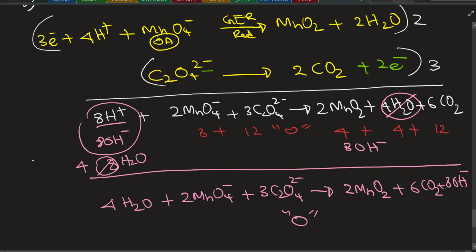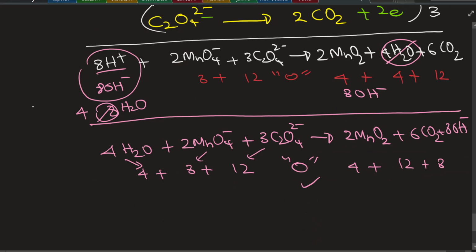And that's it. We can check the O. So let's see. 4 oxygen here with water, 2 times 4 oxygen, 8 there, and 3 times 4, 12 from each component. Now let's see the other side. 2 times 2, 4 plus 12 plus 8. So 4 plus 8, 12, plus 12, 8 plus 12, voila. So that's it. So that's how we do it.